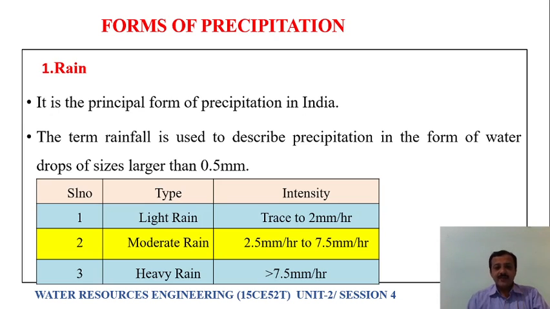Based on the intensity of rainfall, it is classified as light rain, moderate rain, heavy rain. It is called light rain if it is from trace to 2.5 millimeter per hour. It is said to be moderate rain if the intensity varies from 2.5 millimeter per hour to 7.5 millimeter per hour.